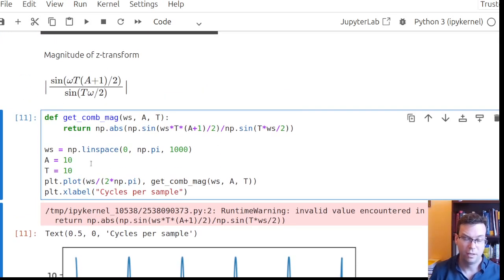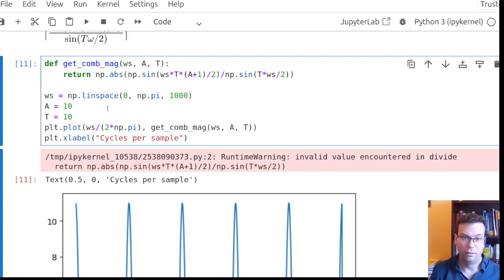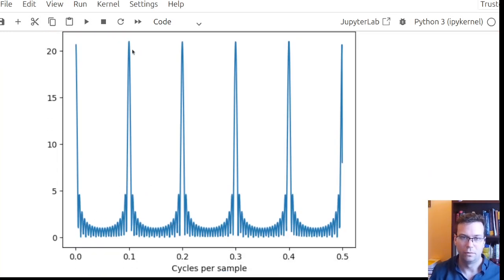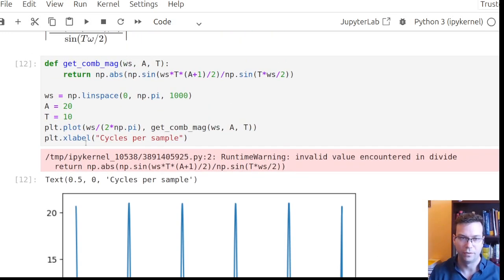If I make a bigger, so if I use more teeth in the comb, then this effect gets even stronger. And that's what we've heard before with the comb filter. The more teeth we use in the comb, the more the notes pop out against the noise.